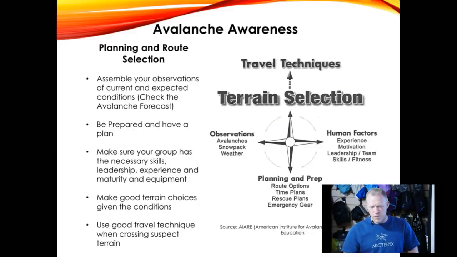All right, so now when that's in place, let's talk about some planning and route selection. Travel techniques. There are 4 things, the key of which is the terrain that you select to travel on. Okay? For one, check the avalanche forecast. Be prepared and have a plan. Make sure your team knows what they're doing. Make sure your group has the right skills and equipment. Make good terrain choices given the conditions, and use good travel technique. We'll discuss that in a second.